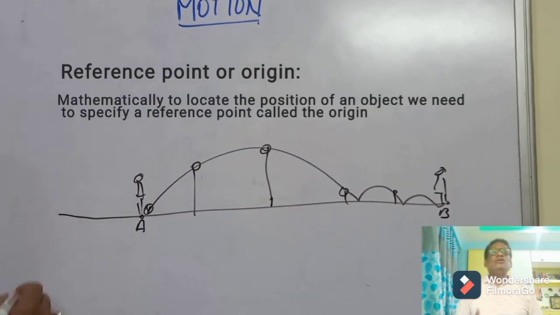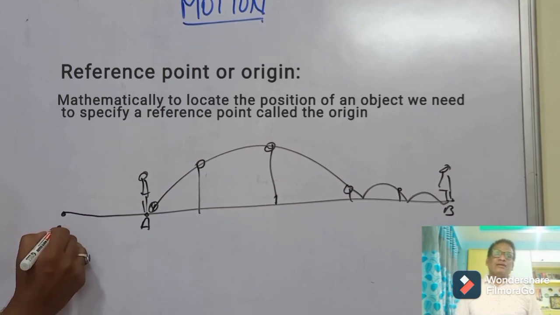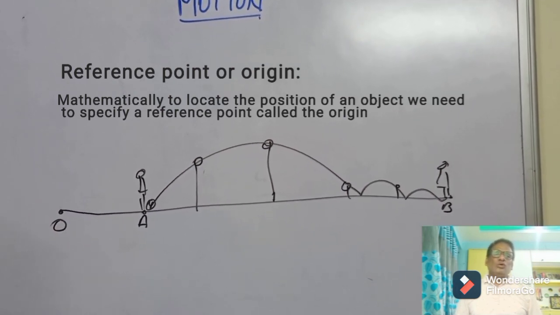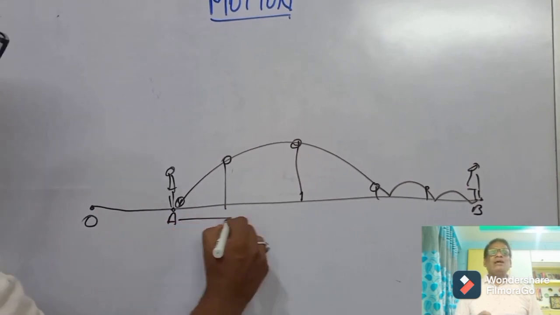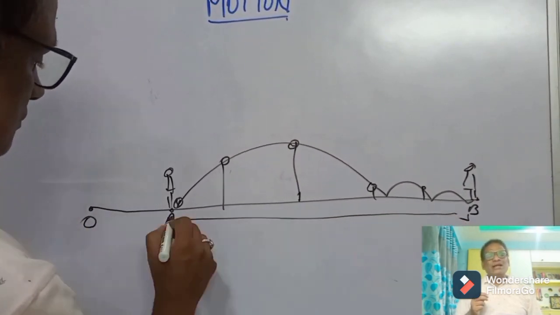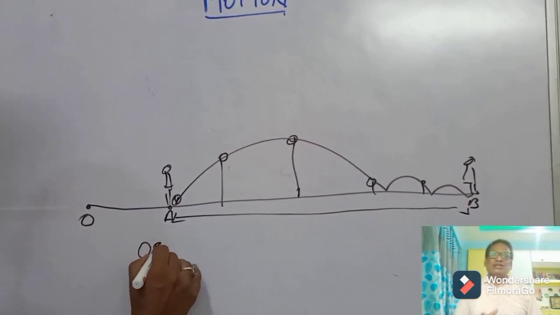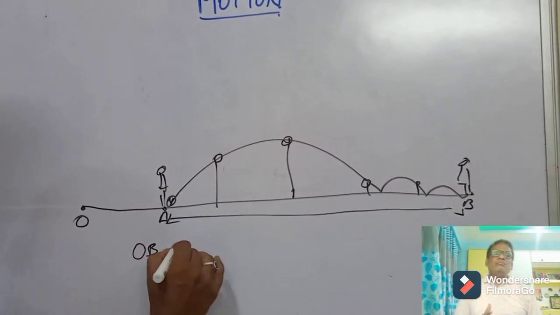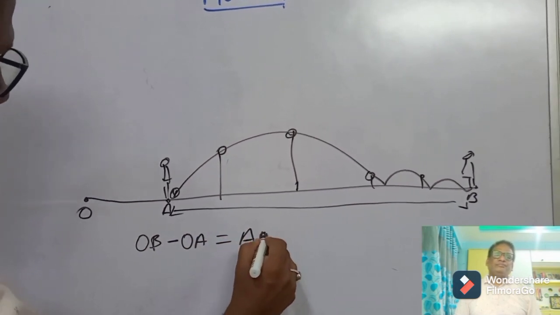So mathematically, to define the position of an object, we need to have a reference point called the origin O. Here we see that the ball has traveled from point A to point B and the distance traveled is OB minus OA equals AB.